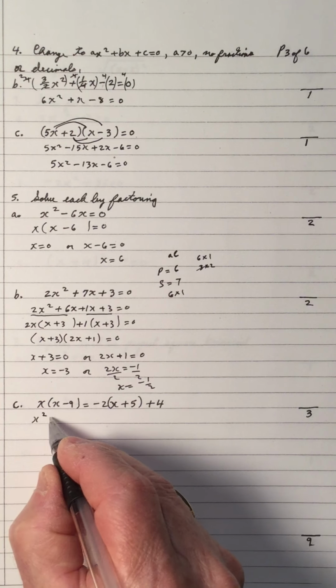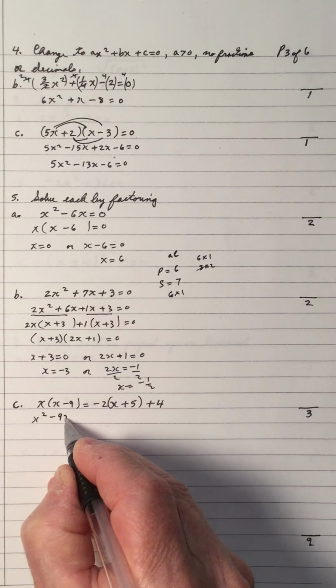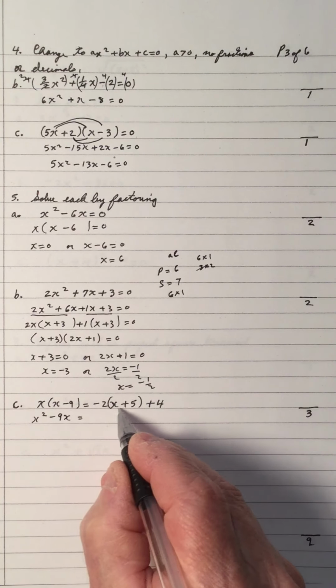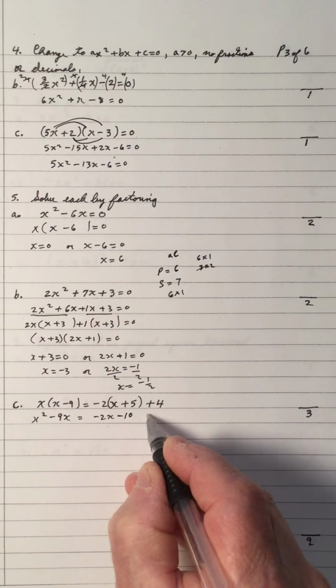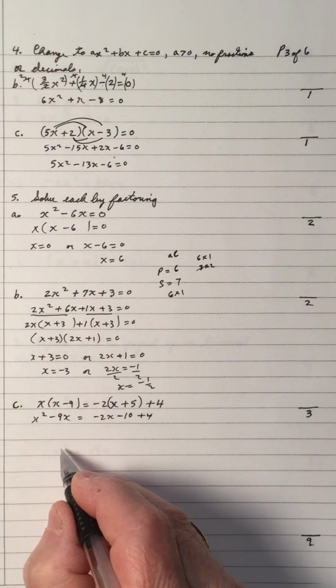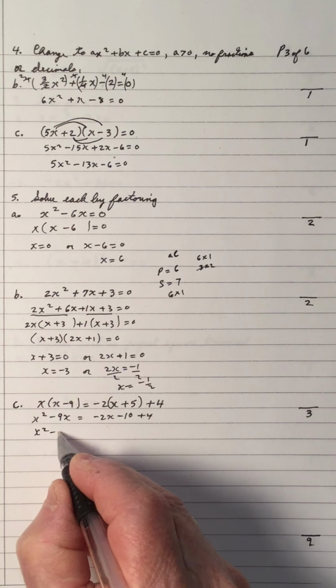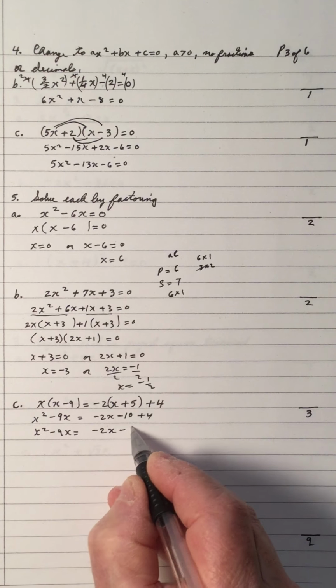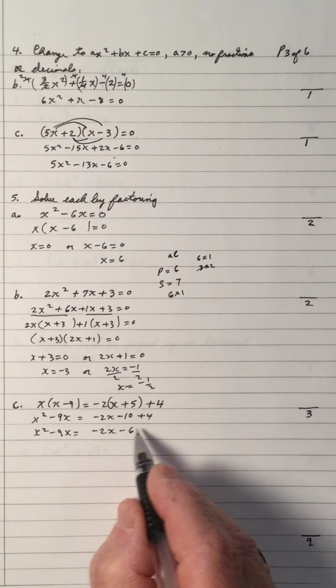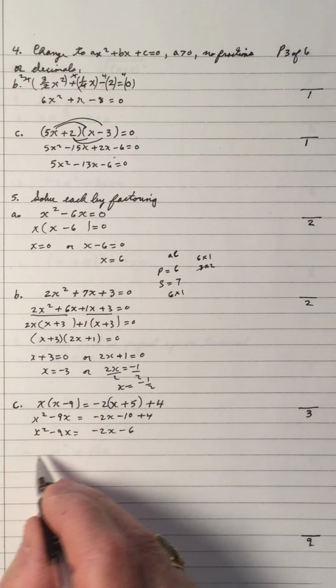C. Simplify this equation. X times x squared, x times negative 9, negative 9x. Negative 2 times x, negative 2x. Negative 2 times 5, negative 10, plus 4. And x squared minus 9x. I'm going to simplify this side. The reason I simplify is because I have less to transpose.